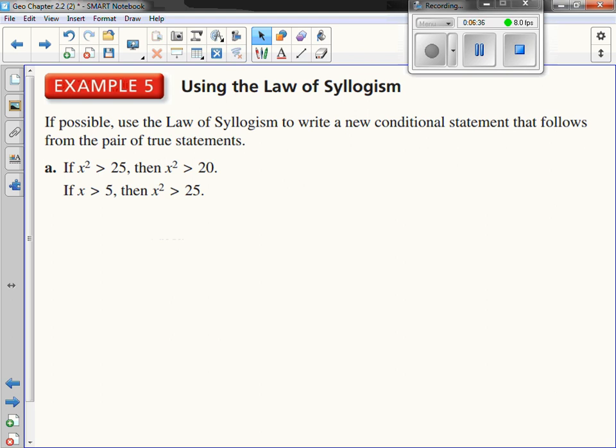But again, that's why we have to make sure the hypothesis is true. If the hypothesis is true, the conclusion is true. But just because the conclusion is true doesn't mean the hypothesis is. Okay? Because it has to go one way. We have to have the hypothesis first.